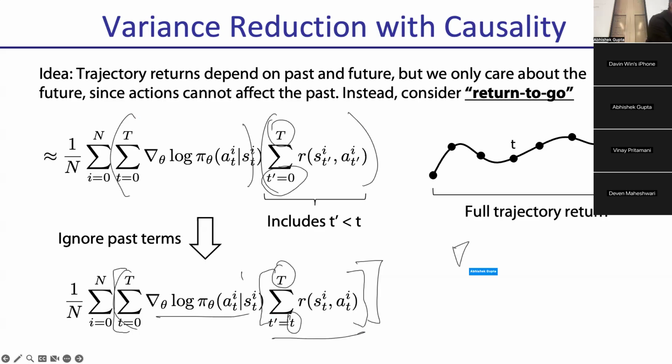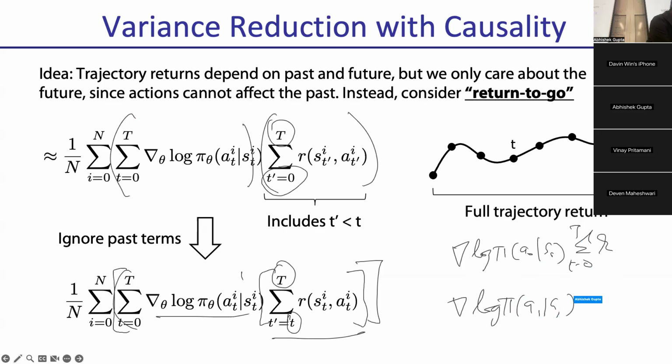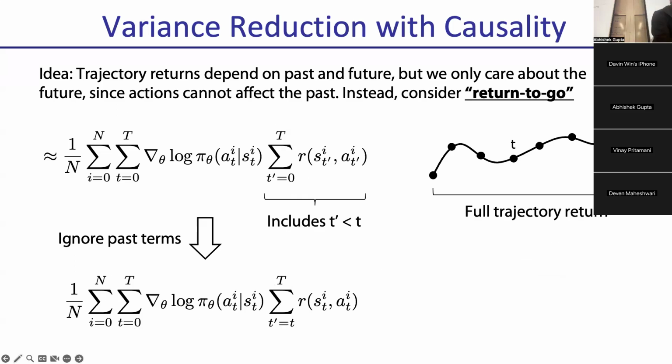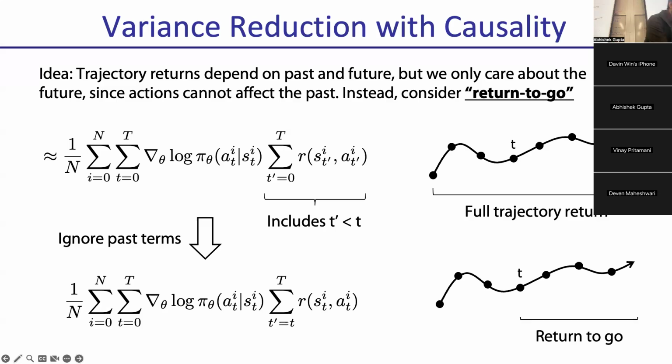So you will have grad log pi a0 given s0, and then the sum of all the rewards from t equal to 0 to T. But then you'll have grad log pi a1 given s1, and the sum of rewards only from t equal to 1 to capital T. And so you only consider things in the future. The nice part about that is it unhitches you from the past. You only consider the return to go, and you do not consider all of the things that are in the past. So that reduces variance.